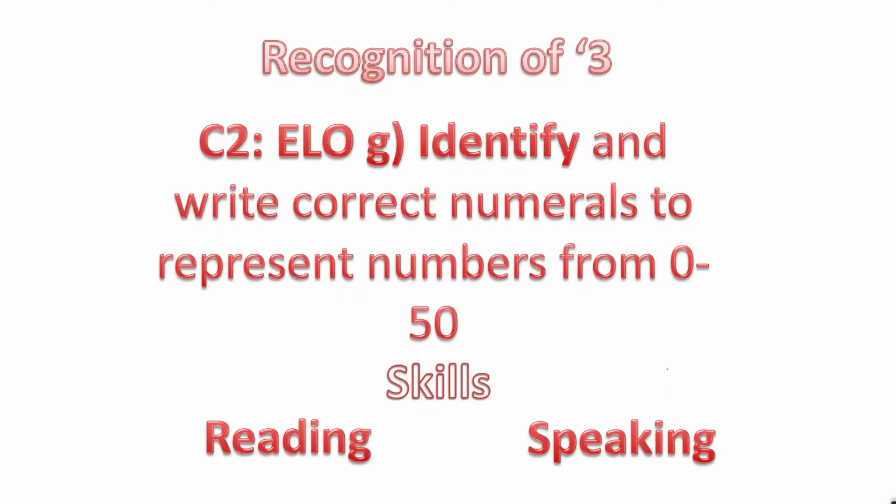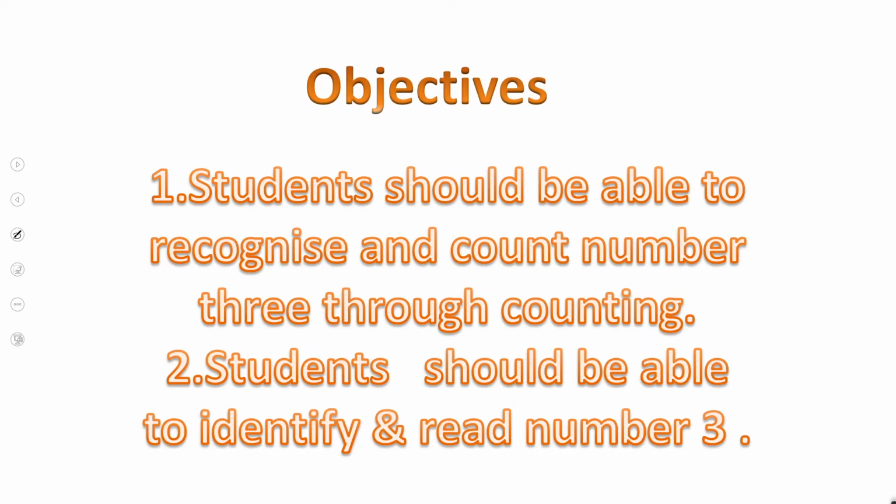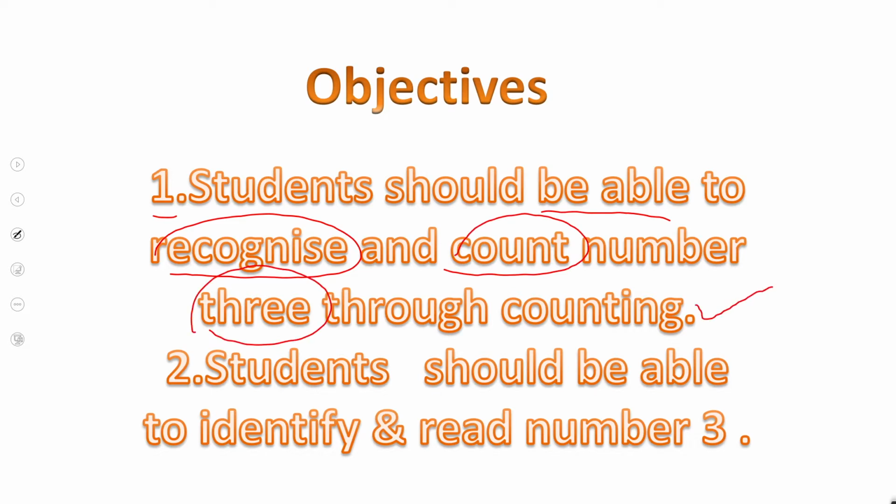Our today's ELO is to identify and write correct numerals to represent numbers from 0 to 50. The skills we are targeting today are reading and speaking. Our objectives for today are: number 1, students should be able to recognize and count number 3 through counting. And our second objective is students should be able to identify and read number 3.